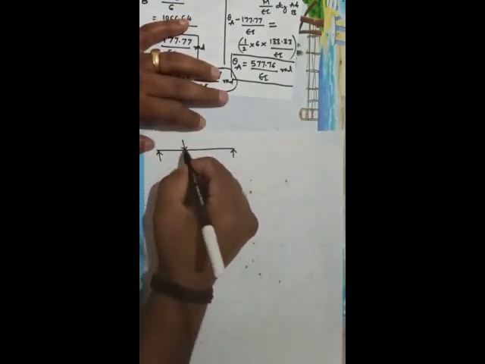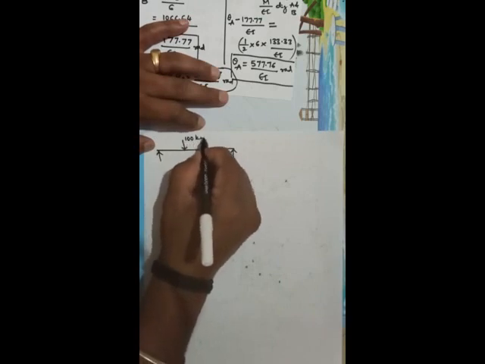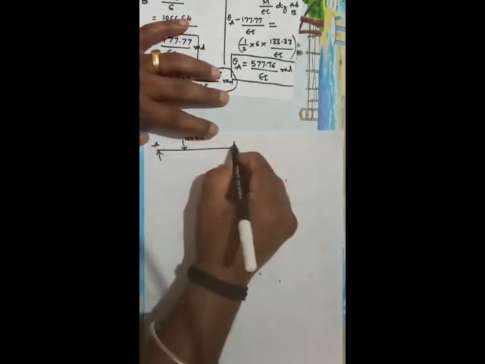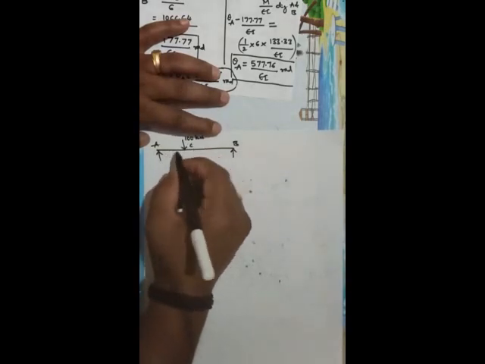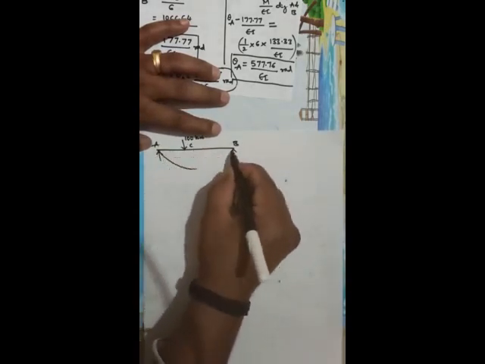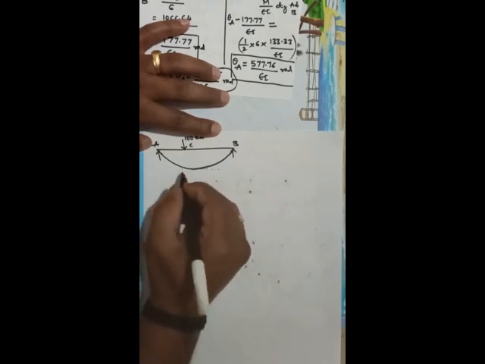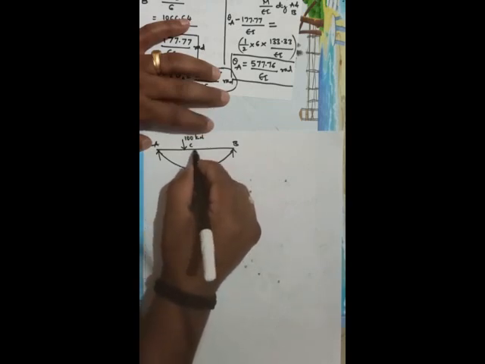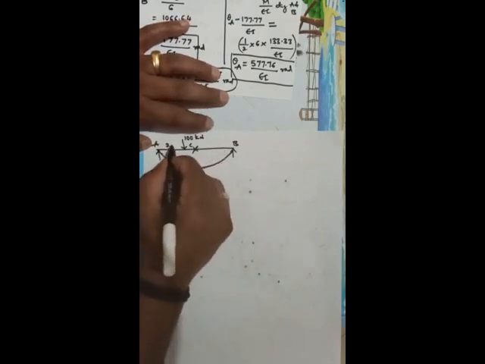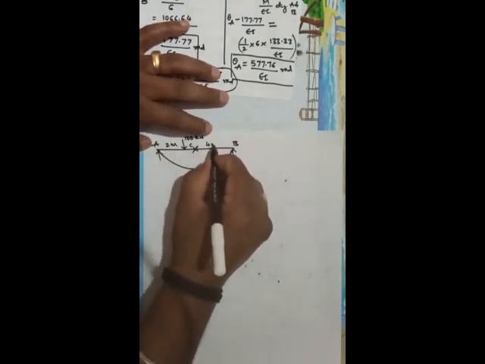So here the load was there. This is point A, this is point B, so this is point C. So this will be the elastic curve, correct? So let us consider one point here in between. This is 2 meters, this is 4 meters.